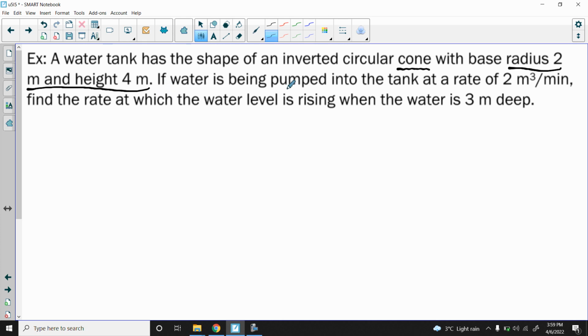If water is being pumped into the tank at a rate of 2 meters cubed per minute, so that is volume rate of change, find the rate at which the water level is rising. So we want the rate at which it's rising, that would be change in height over change in time, dH over dt, when the water is 3 meters deep. So that is a moment in time, and our height is 3.